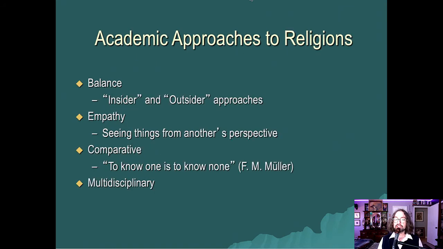In approaching religions academically, we seek four key virtues. One is balance between an insider and an outsider approach. Too far outside and we miss the phenomena that is being studied from the point of view of lived experience. Too far inside and we can't see the forest for the trees. Empathy is also an important virtue, putting ourselves in the minds of the person who has religious beliefs or having religious experiences. Being comparative is another important virtue, as is being multidisciplinary when we begin to study religions and religious studies.